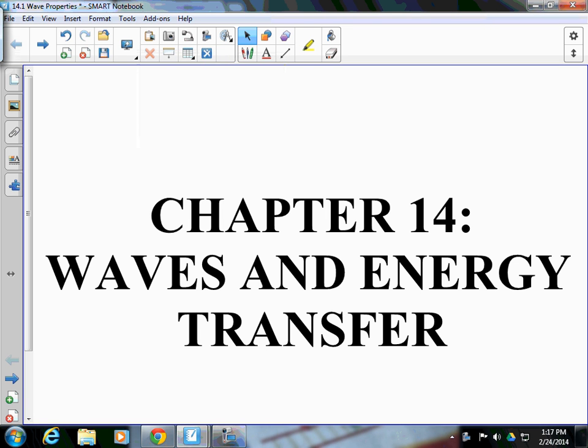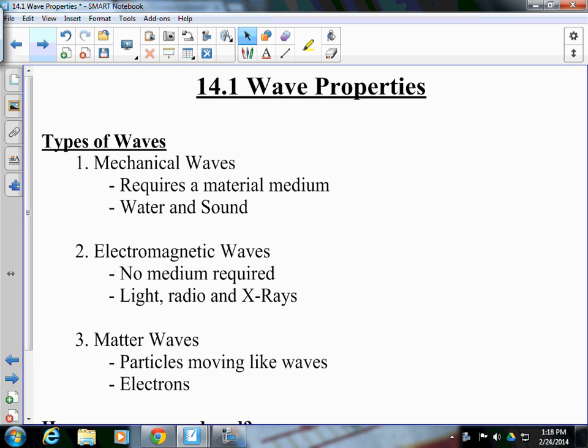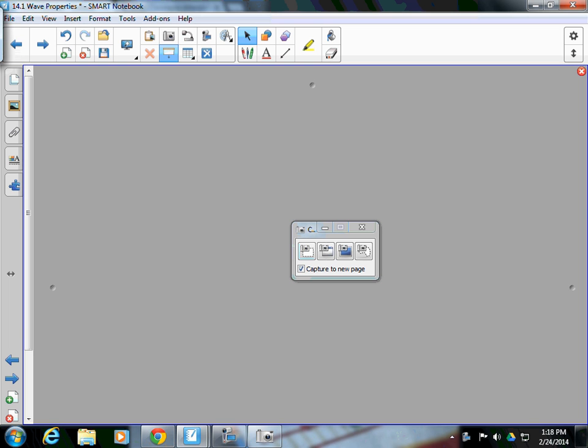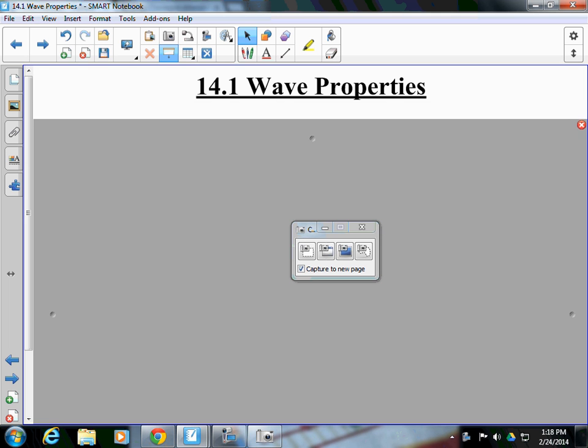All right, Chapter 14, Waves and Energy Transfer. We are really starting to move away from energy and motion and velocity and mass and all those things that, when we lump them together, are called Newtonian mechanics. And we're going to spend the rest of the year talking about wave properties and energy and how energy is distributed.